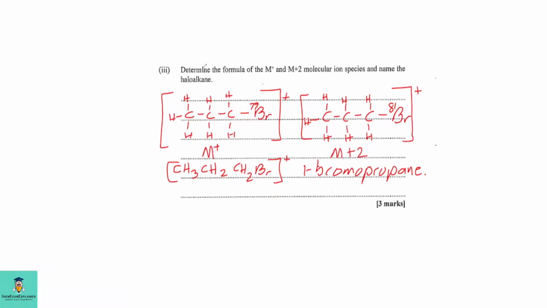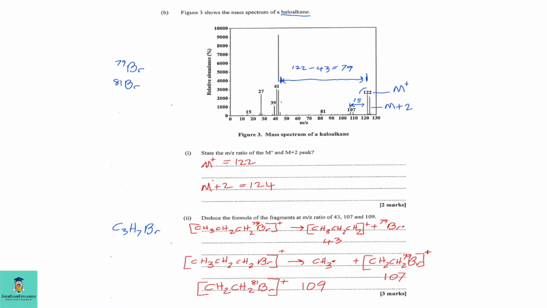So now for 2B part 3, they're asking us to determine the formula of the M plus peak and the M plus 2 peak molecular ion species and name the haloalkane. So we already identified what those peaks were for the M plus and the M plus 2 peak. Let's look back at that. You can see here at 122 would be the M plus peak, and that is your molecular ion peak, and the M plus 2 peak would be 2 units higher than the M plus peak.